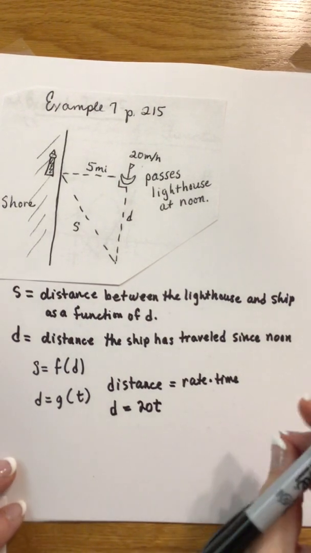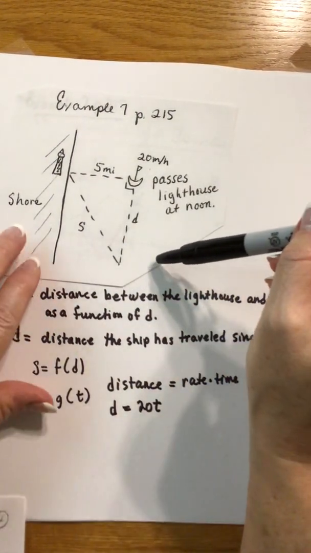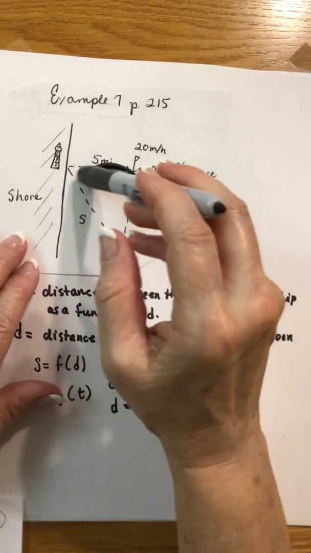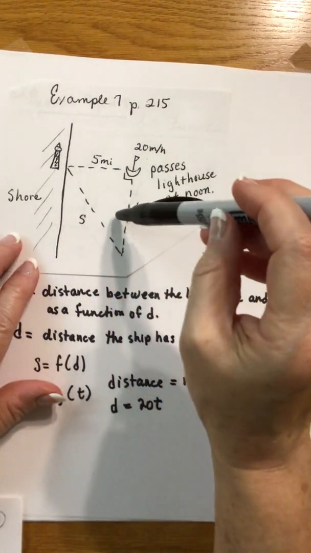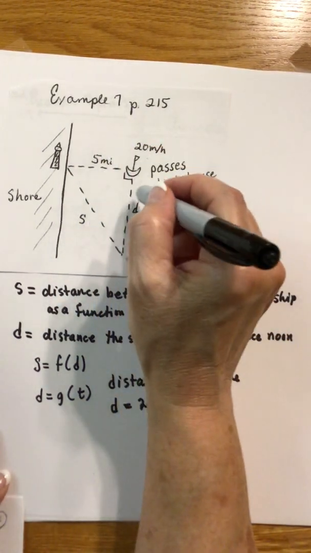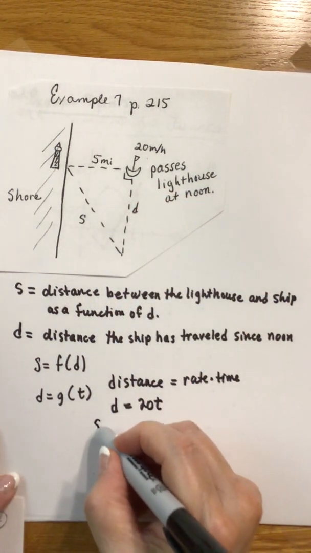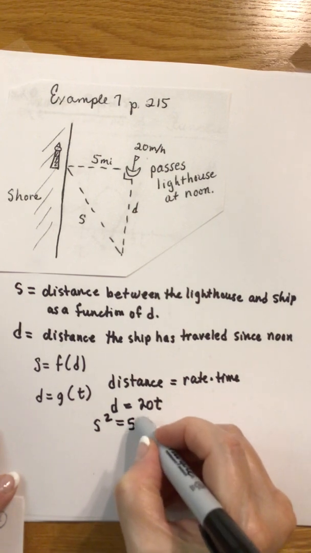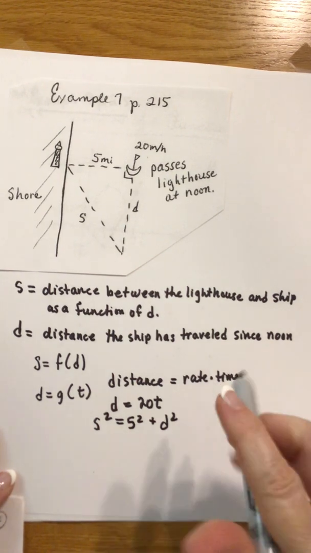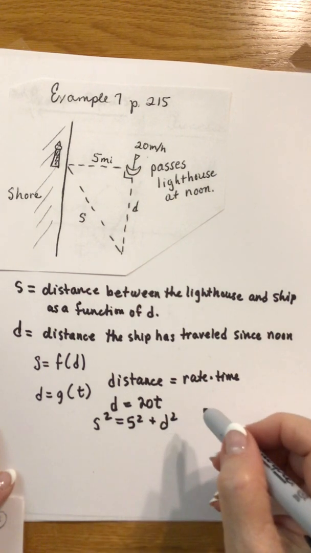Now we also know something else about this picture. What kind of triangle do we have here? We have a right triangle because it passes and goes parallel to the shore. So we know that this right here is going to form a 90-degree angle. So we know we have the Pythagorean theorem. So this is like our a squared, b squared, and c squared. C is our hypotenuse. So we have that other formula then: S squared equals 5 squared plus b squared. So S is a function of d, the distance.